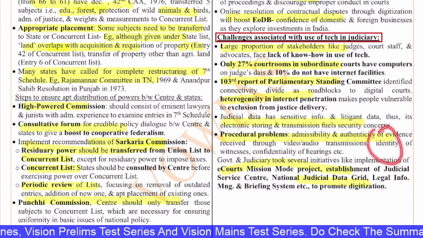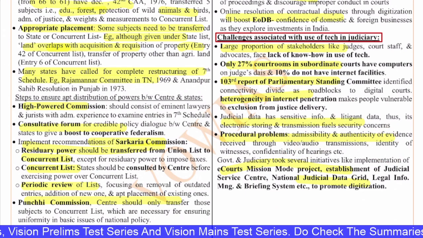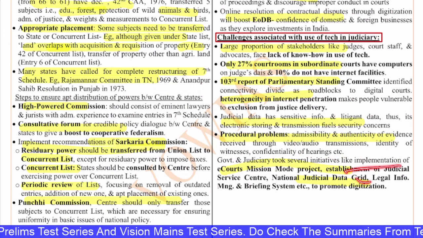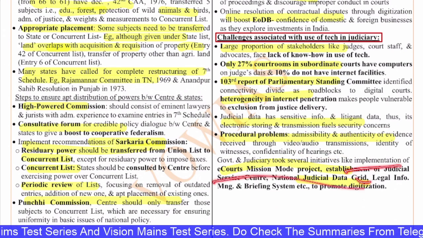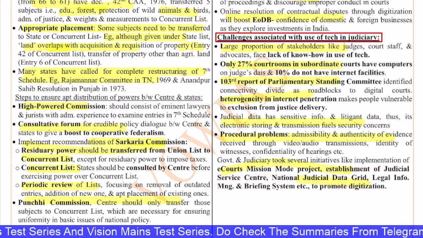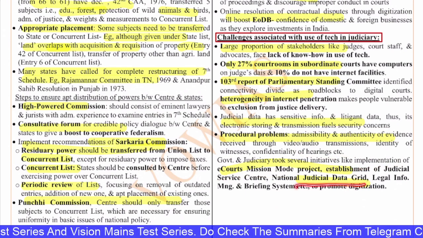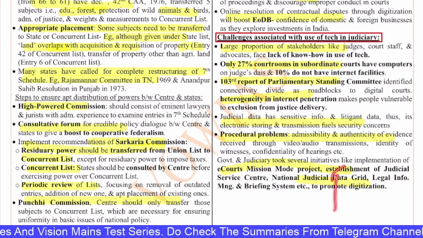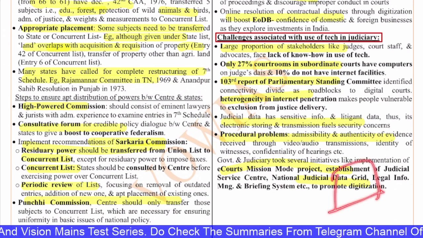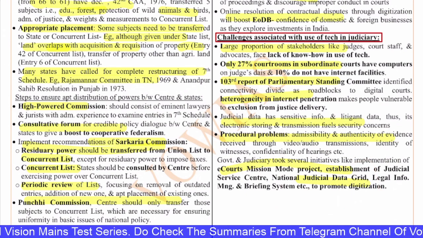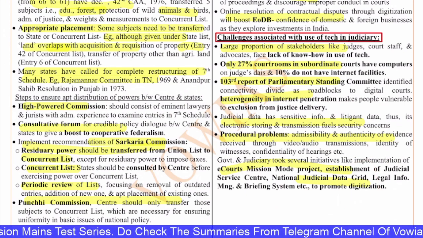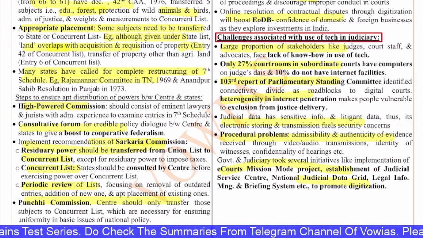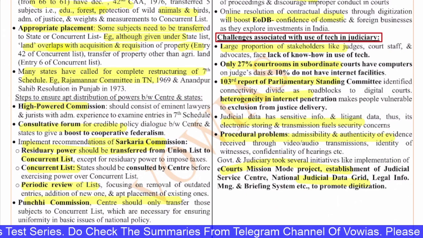And if you see, the governments and judiciary undertook several initiatives like the implementation of the e-Courts Mission Mode Project, the establishment of the Judicial Service Center, the National Judicial Data Grid, the Legal Information Management and Briefing System, etc., to promote digitization in the judiciary. Because at the end of the day, we are now focusing on minimum government and maximum governance. So for this to happen, digitization will play a key role even in the judiciary.